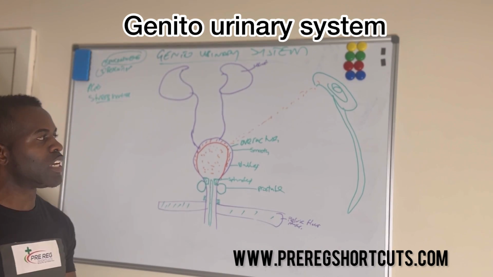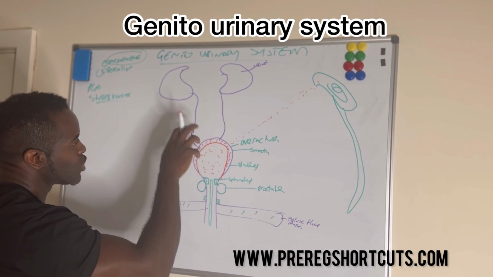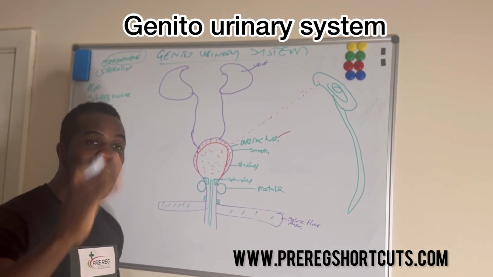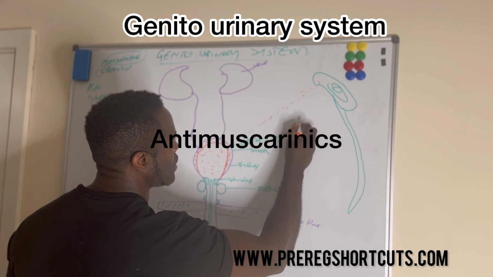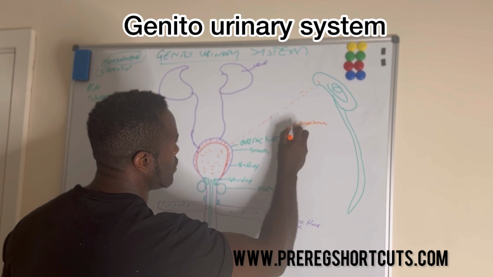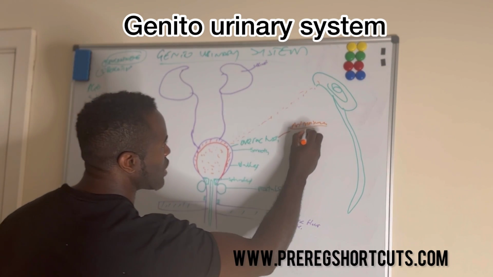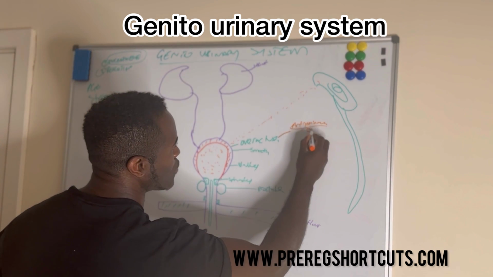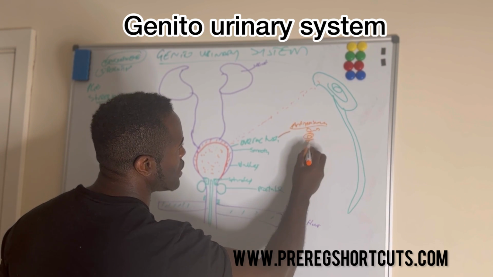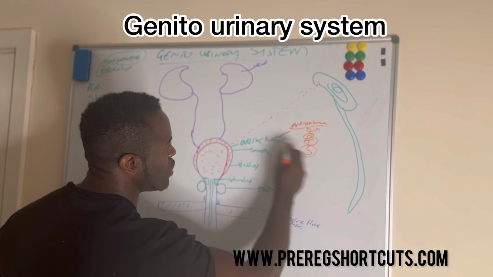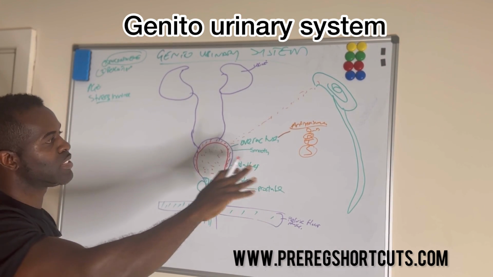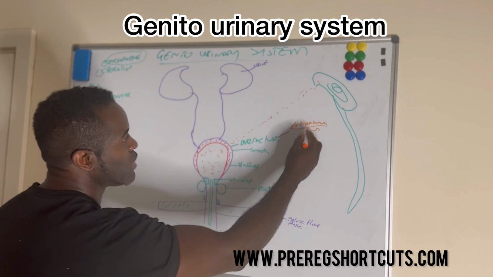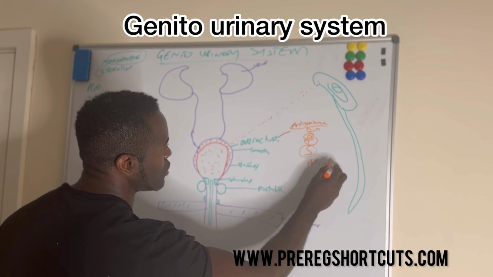So what do we use, ladies and gents? What can we give you here that can help to stop this from contracting? We give drugs called antimuscarinics. Okay, so antimuscarinics examples, I'll give you DOTS. A good mnemonic for you to remember is DOTS, right? And this stands for darifenacin, oxybutynin, tolterodine, solifenacin. These are your antimuscarinics. These are the drugs that are going to prevent this from contracting, so they're going to help you with incontinence. If these don't work, you give them an M, mirabegron.